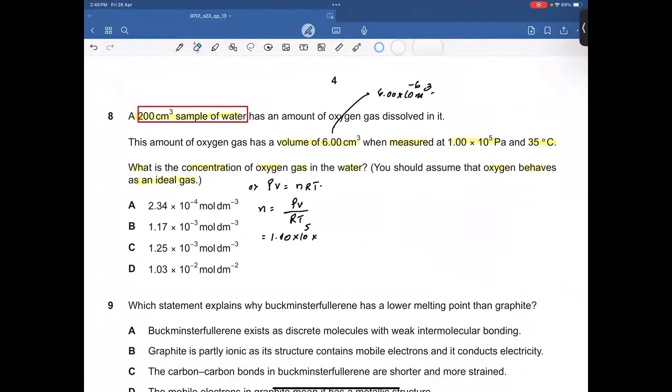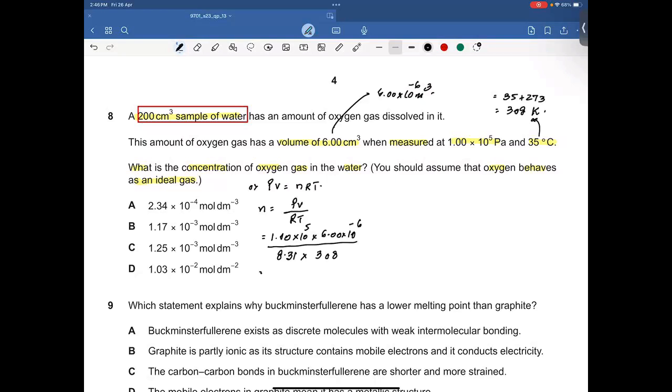Okay. All right. So it's basically 6.00 times 10 to the power minus 6 divided by the R value, which is fixed, 8.31. And how about the temperature? Temperature is 35 degrees Celsius. So to 35, we need to add 273 to get the value in Kelvin. So 273 plus 35 is going to be 308 Kelvin.